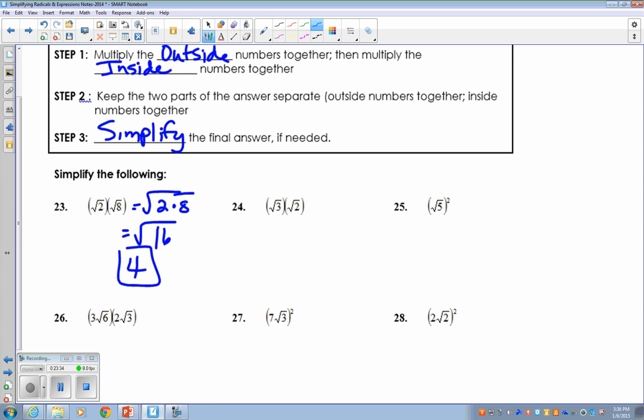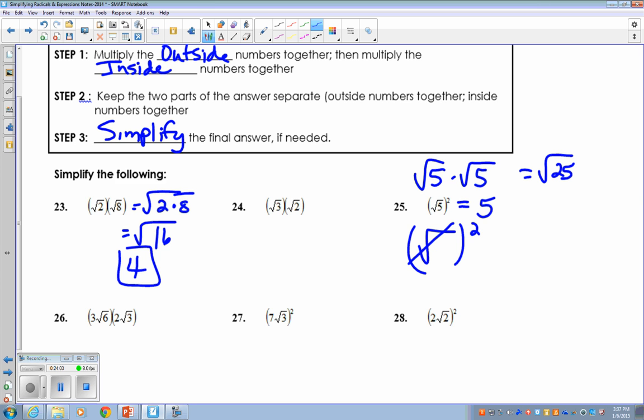Wait, this cancels out each other. Remember 25? Yes, so what's your final answer? Yep, 5 is the final answer. Because whenever you take a radical and you square it, it cancels out the radical. Or I can show you. This basically says I have 2 factors of the square root of 5. Square root of 5 times the square root of 5 is the square root of 25, which is always going to end up being the number. So whenever you square a radical, it's just the number that's inside the radical.